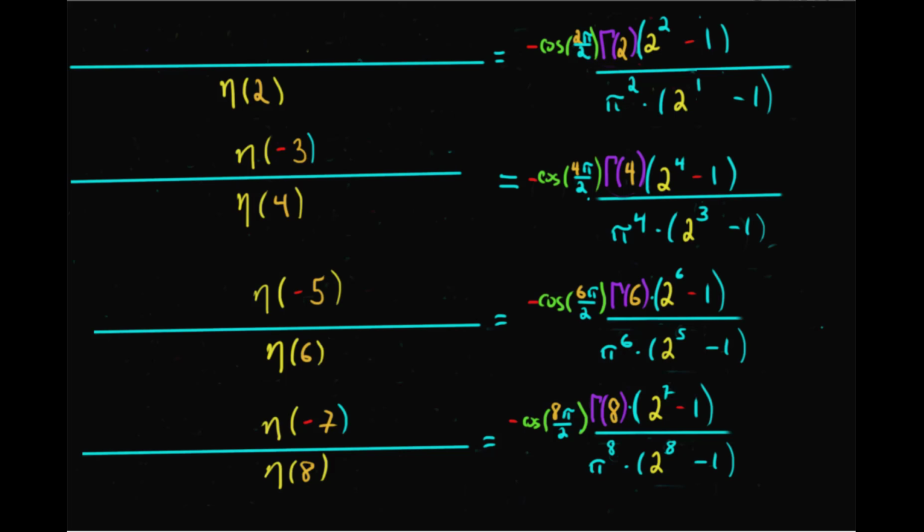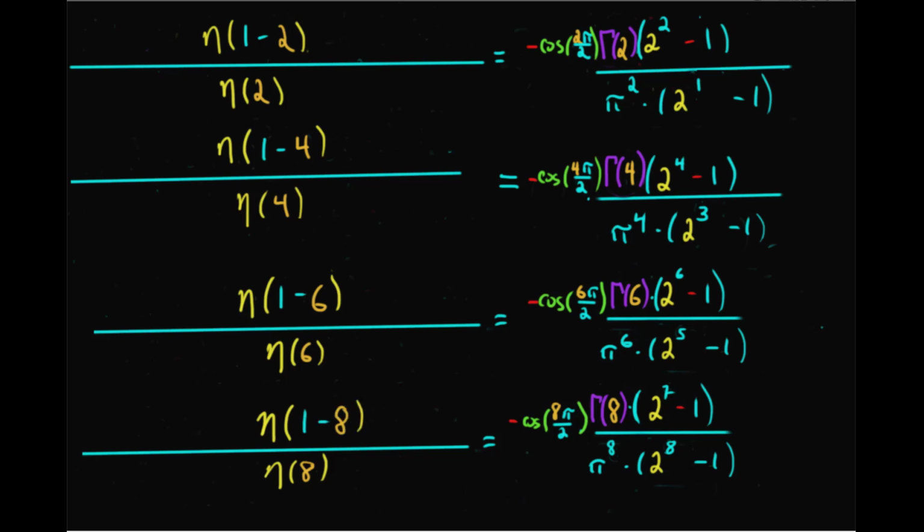So I would like to write my numerators also in terms of n. So instead of writing eta of negative 1 for the top numerator, I'm going to write eta of 1 minus 2, because negative 1 is 1 minus 2. The next one, instead of writing eta of negative 3, I'm going to write eta of 1 minus 4, because 1 minus 4 is negative 3. And then in the third quotient here, where n equals 6, instead of writing eta of negative 5 in the numerator, I'll write eta of 1 minus 6. And then in the last quotient, instead of eta of negative 7, I'll write eta of 1 minus 8.